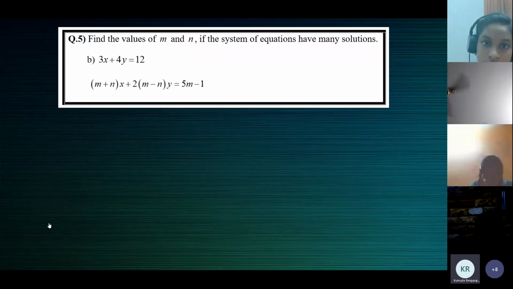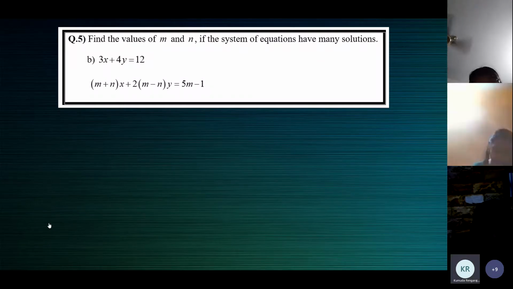Yes, this is the test. Take down this question. So many solutions only. Condition is many solutions. Find m and n. Write the equations in the standard form. Write the values of A1, B1, C1, A2, B2, C2. Then write the condition for many solutions. Substitute the values and get the values of m and n.